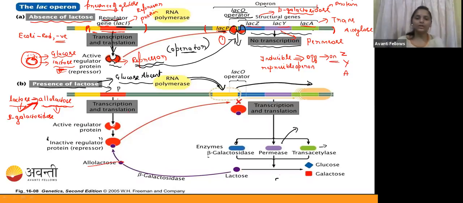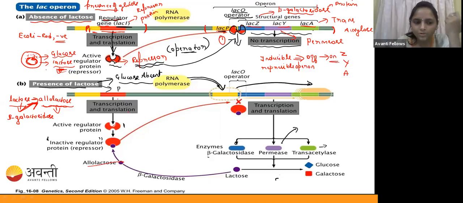What will happen? Guys, you have to remember that whether the lactose is present or absent, the repressor is going to be synthesized. I have told you that. So now the permease is synthesized in a small amount, and it is going to move the lactose in the media into the bacteria.